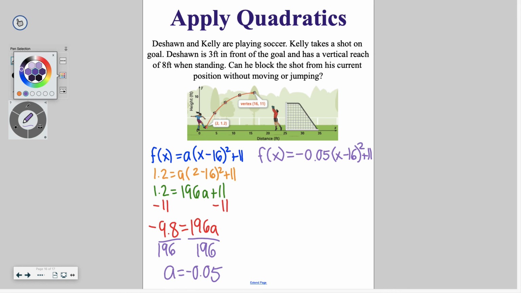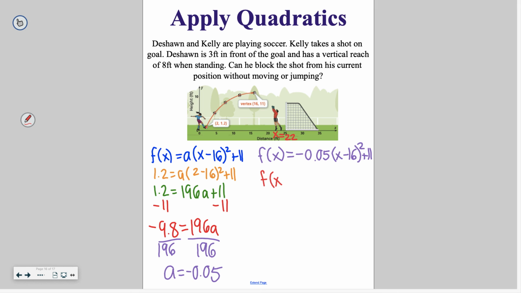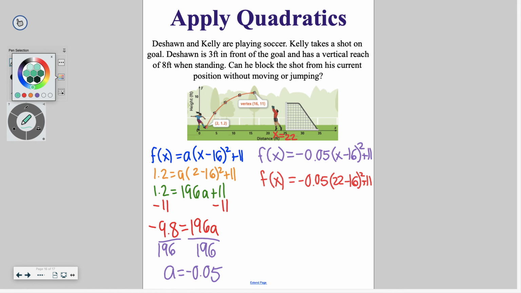So in order to figure out if he can block the shot, the next thing we're going to have to do is figure out where he is at. If the goal is at 25 and he is 3 feet in front of that, that means our x position here is going to be at 22. So I'm going to say f of x is equal to negative 0.05 times 22 minus 16 squared plus 11. 22 minus 16 is going to give us 6. And then when we square that, we're going to end up with 36. So I'm at f of x is equal to negative 0.05 times 36 plus 11.